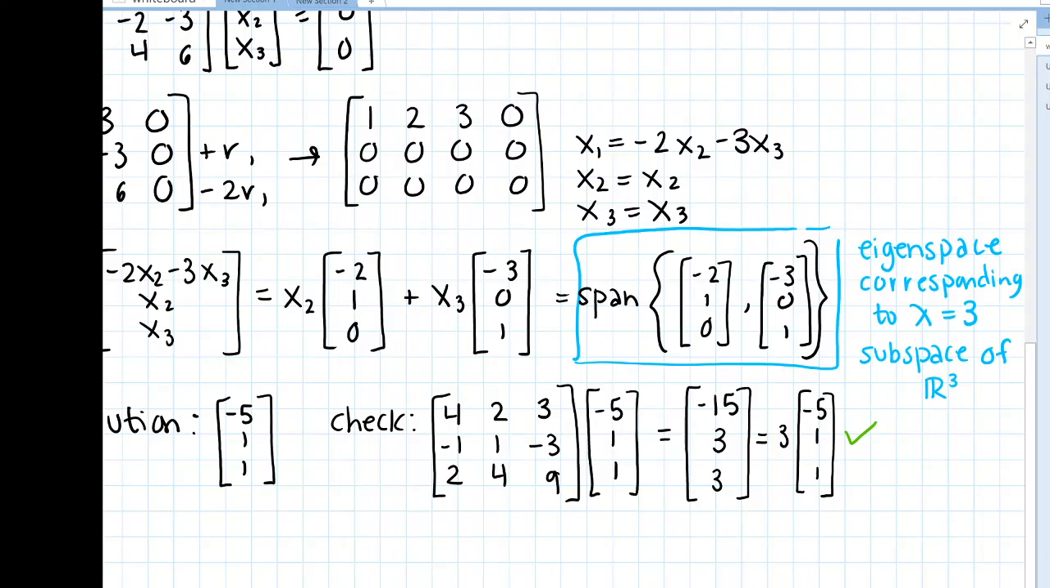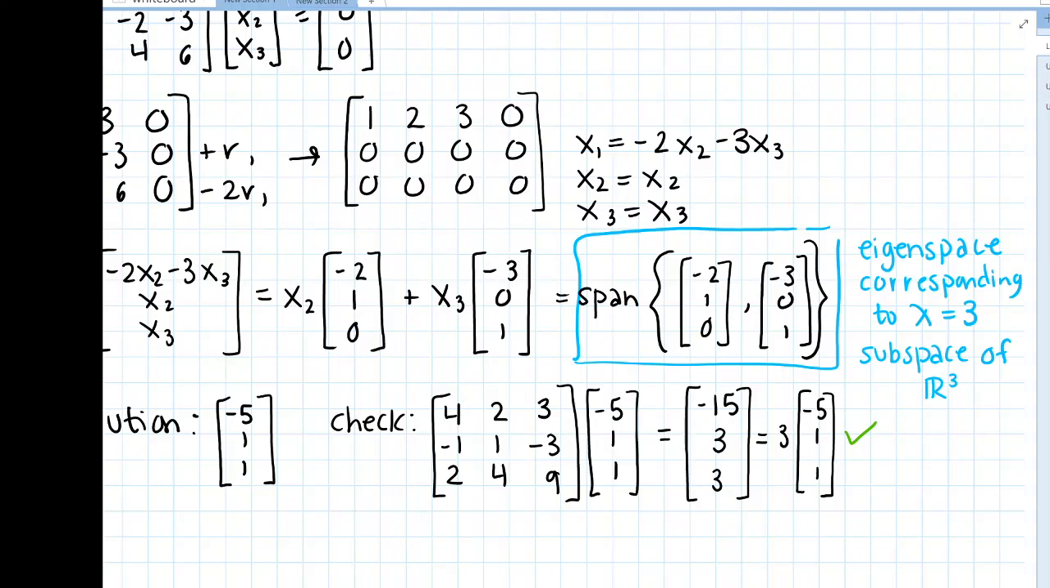This isn't anything particularly deep. Again, anytime you have a span of some vectors, it is a subspace, it's a vector space. So in this case, it would be a plane in R3, the span of these two vectors. And what this is saying is that any vector that is an eigenvector of this matrix corresponding to an eigenvalue of 3 is going to lie on this plane.